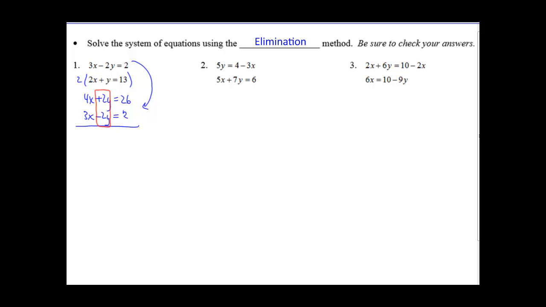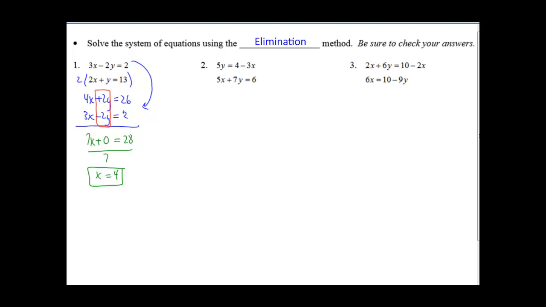So when we add straight down, we're going to get 7x, 0y, equals 28. Now we have one variable. You can divide by 7, x equals 4.